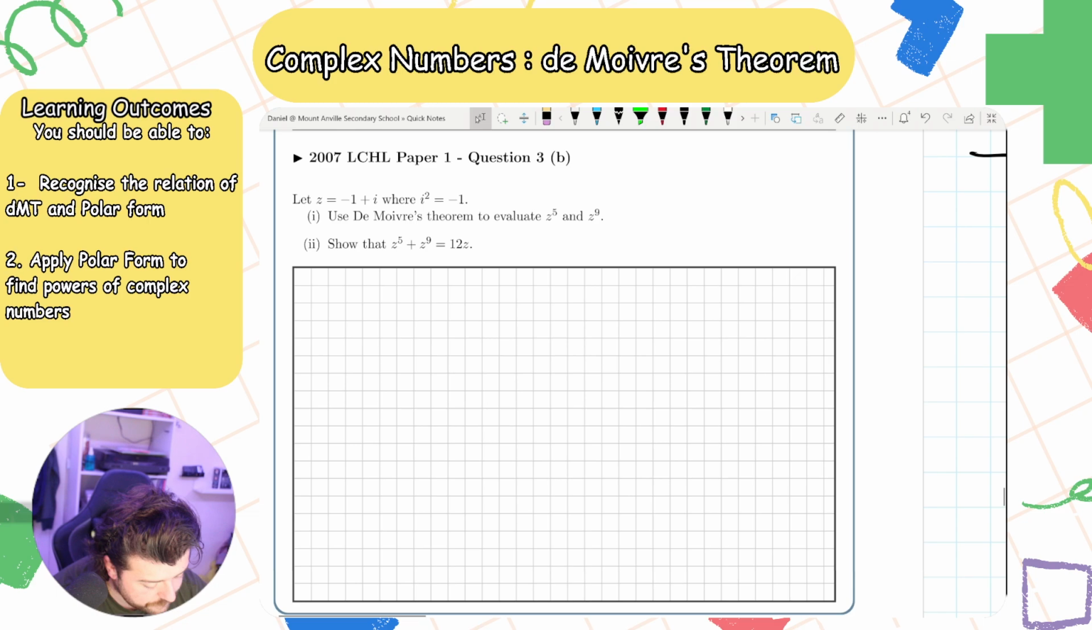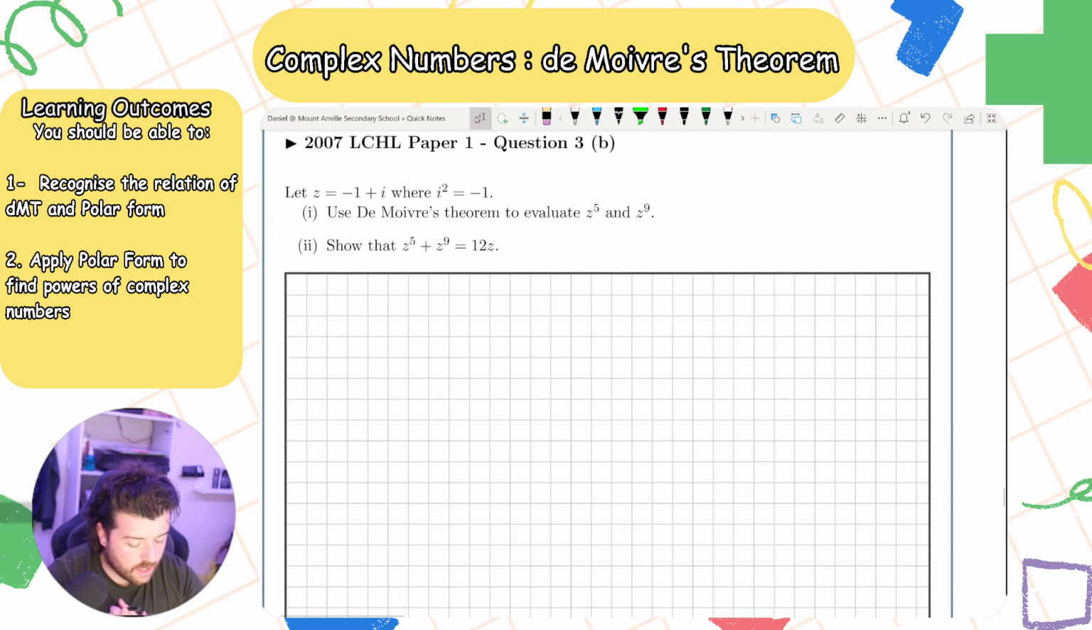Last question. It says in 7, let z equal minus 1 plus i. So use the Moivre theorem, evaluate z to the power of 5 and z to the power of 9.